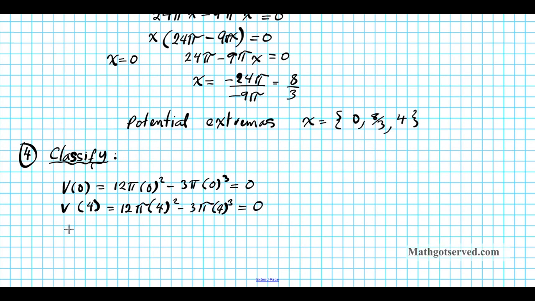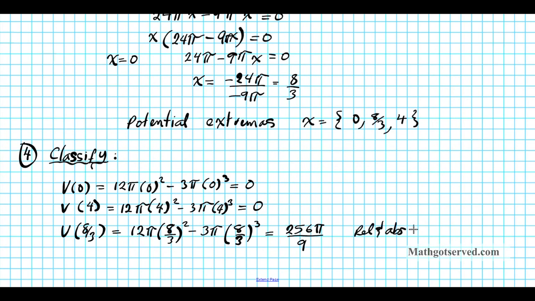Okay? Now let's plug in this one, v of 8 over 3. V of 8 over 3, we're going to have 12 pi times 8 over 3 squared minus 3 pi times 8 over 3 to the third. If you plug this in your calculator and work this out, you're going to end up with 256 pi over 9. Okay? So you can clearly see that this is the maximum. It is a relative and absolute max. And then these right here are your minimum.